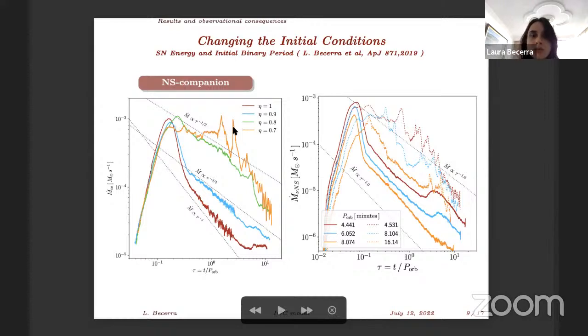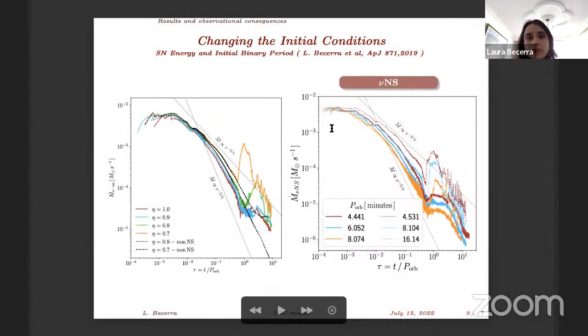So for a less energetic supernova, the star will accrete material at a high accretion rate for longer times. And here at the right, we see the change of the accretion with the orbital period of the system. So in this case, we see that the accretion rate is similar for different orbital periods, but it decreases if the orbital period increases.